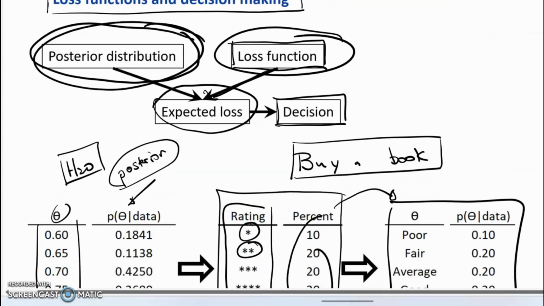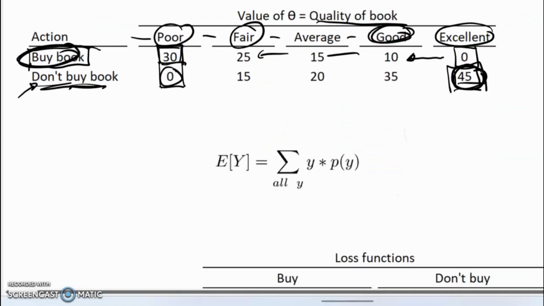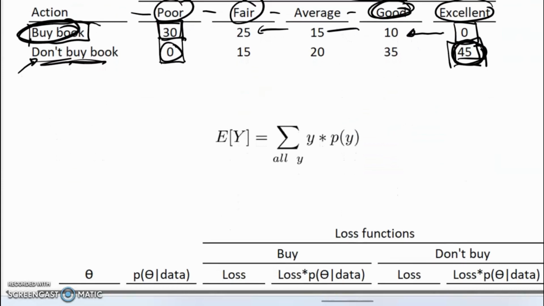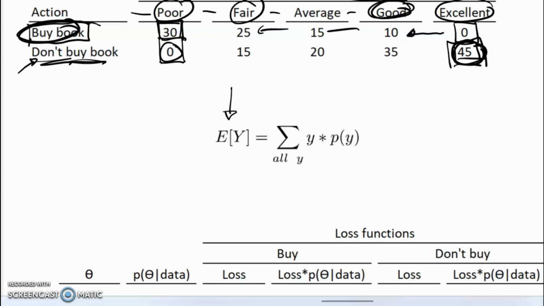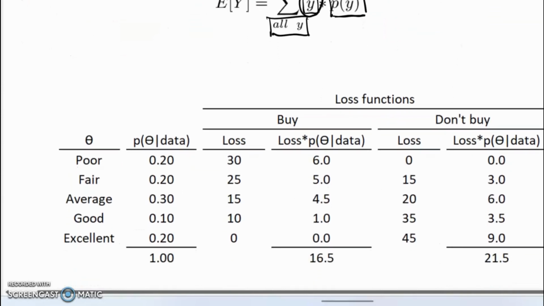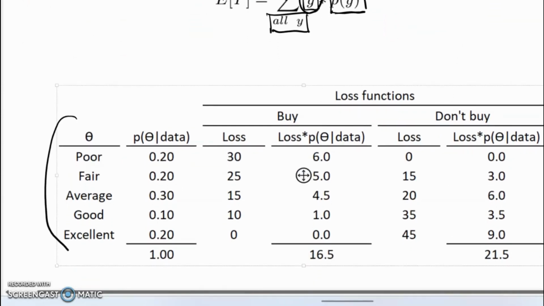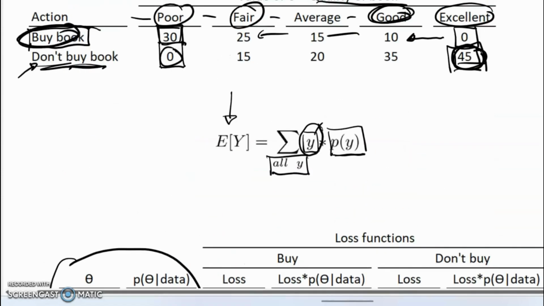So we got our posterior, we got our loss function, and then we combine them to calculate the expected loss. In week 1, we talked about how to calculate the expected value for a random variable, and we attain that by taking the value of the random variable, lowercase y, and multiplying by the probability that that is the value of y that will occur when the experiment is actually done, and then summing over all the values of y.